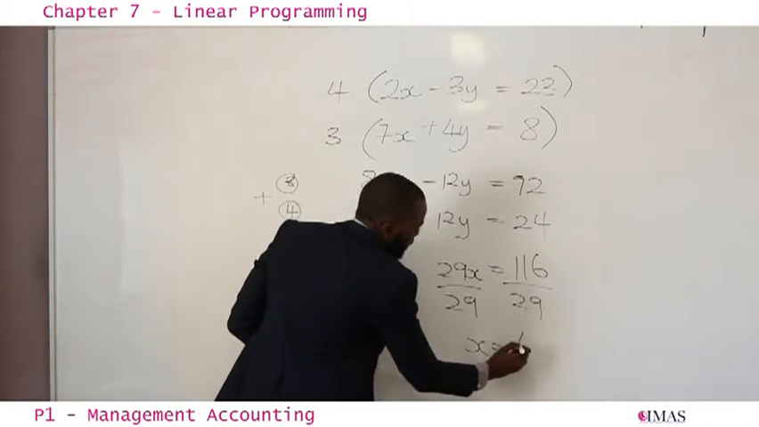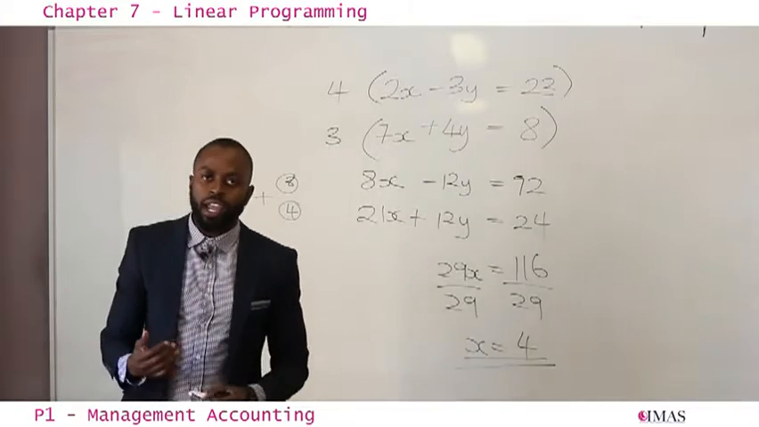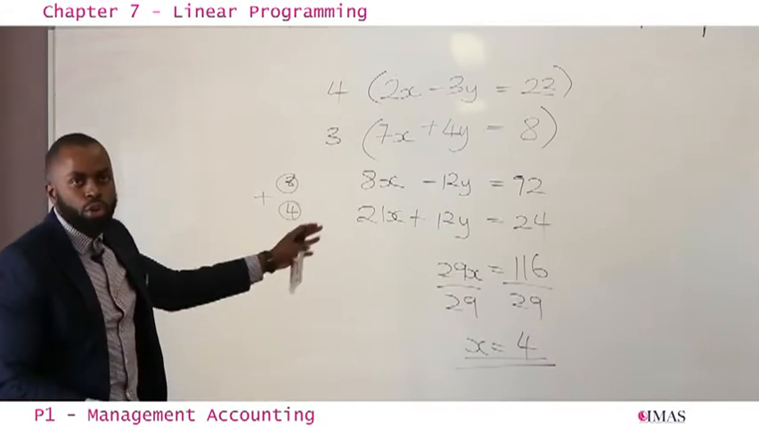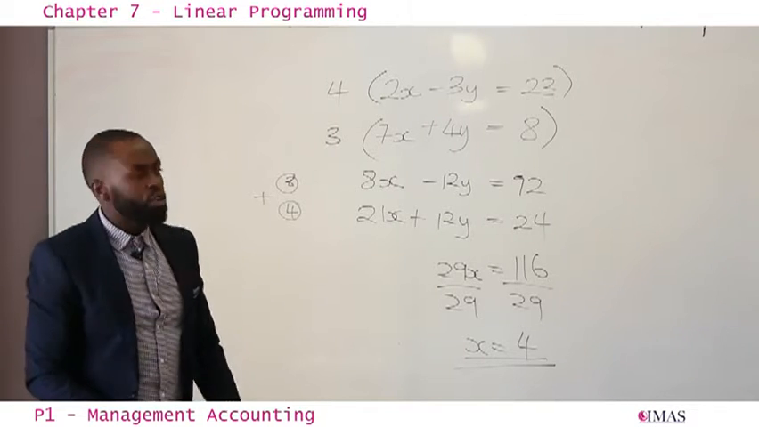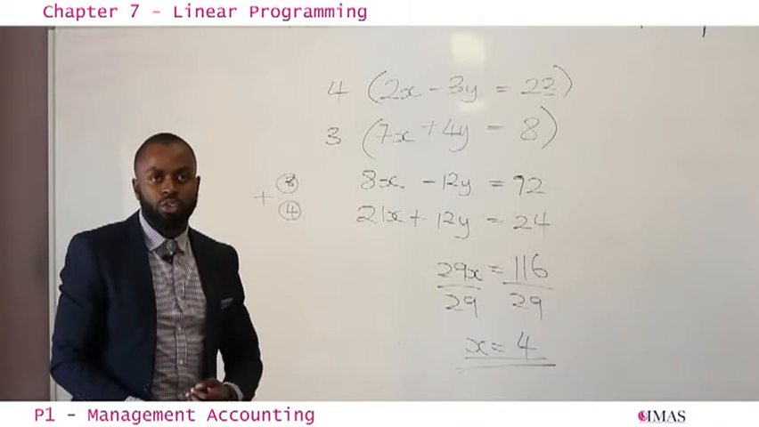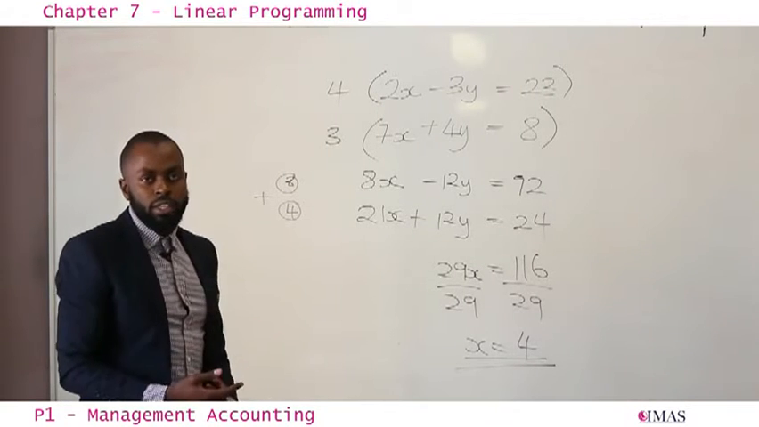Notice we still get the same answer, which is 4. So either you make the coefficient of x the same or the coefficient of y the same, we're still going to get the same answer. So you just have to find which one is easier to do. Should you make the coefficient of x the same? Should you make the coefficient of y the same?